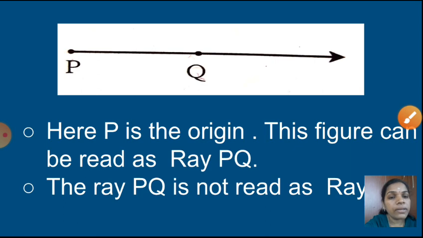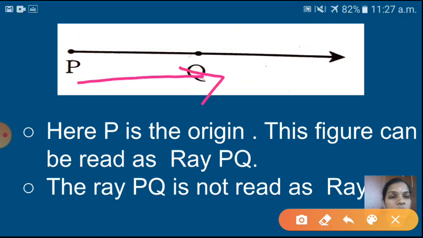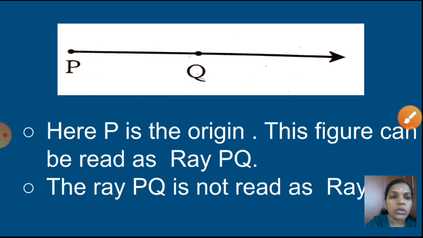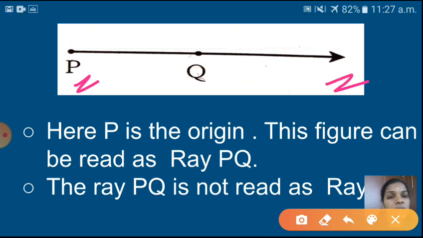This figure can be read as ray PQ. We can't read it as ray QP. Why? Because it goes in the same direction, towards this direction. That's why we read ray PQ, not QP. Understood children? On one side a point is there and on the other side an arrowhead. The starting point of a ray is called its origin. Shall I go to the next, children?